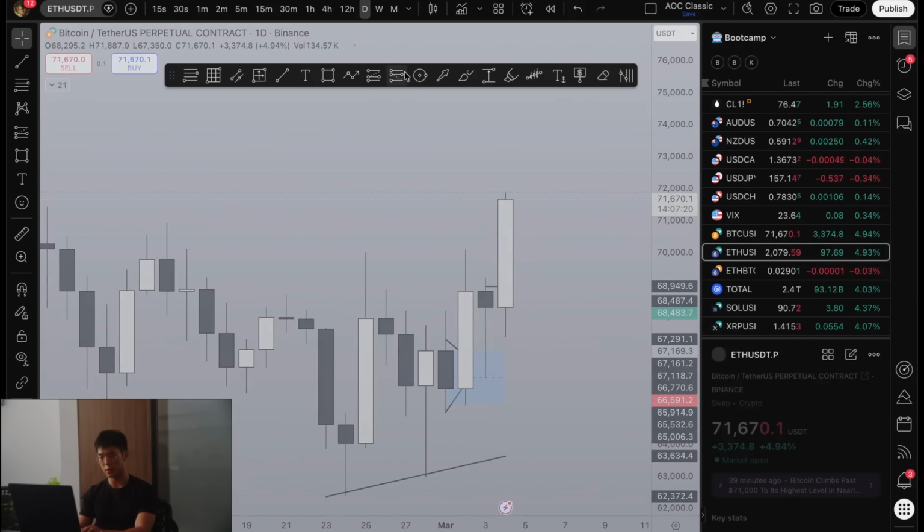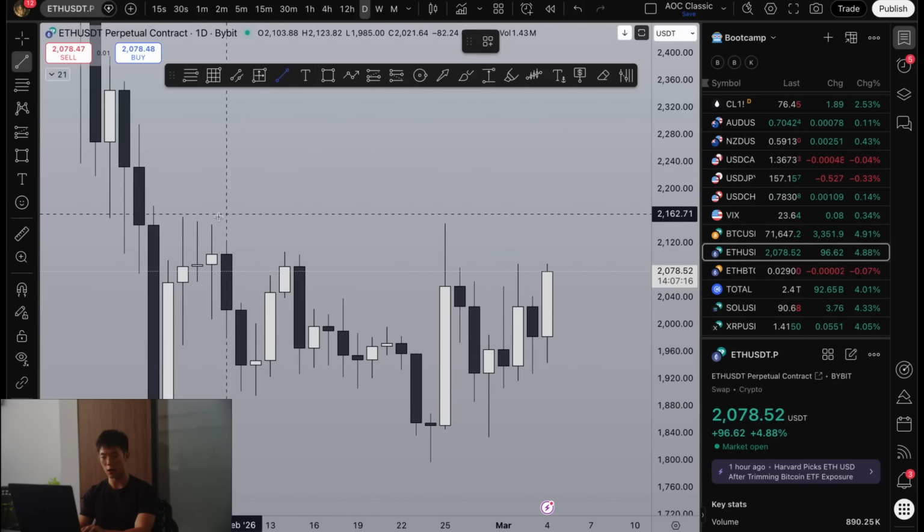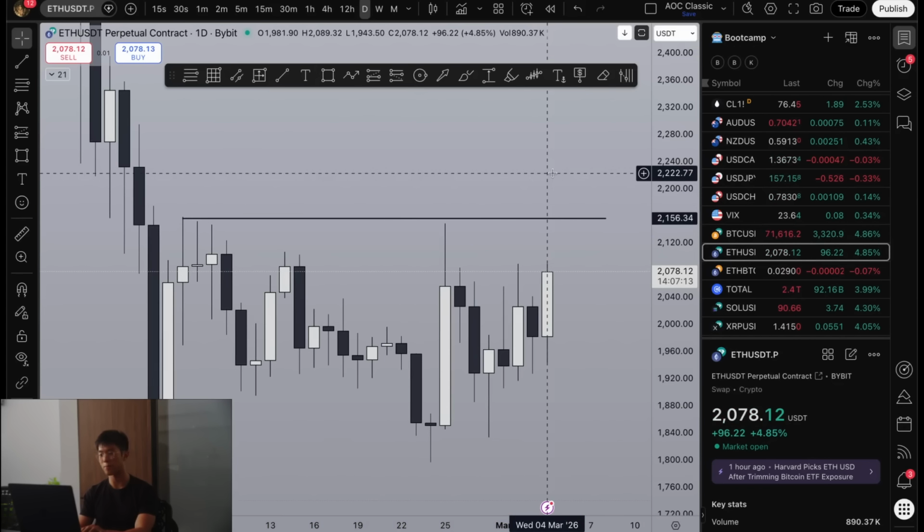But other than that, let's take a look at Ethereum just to see if Ethereum could be more worthwhile for a long, and the immediate answer is going to be yes and no.